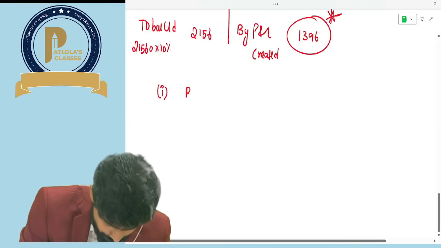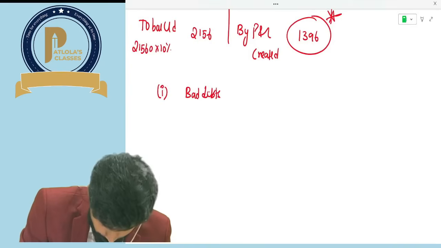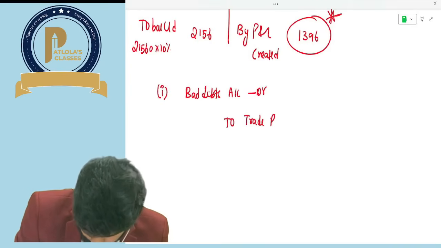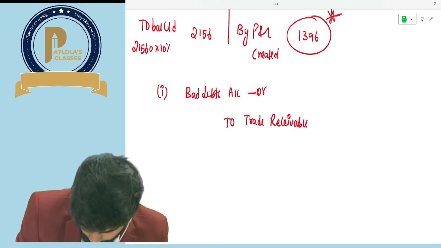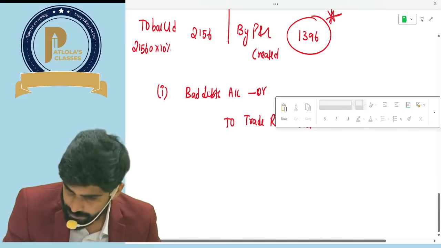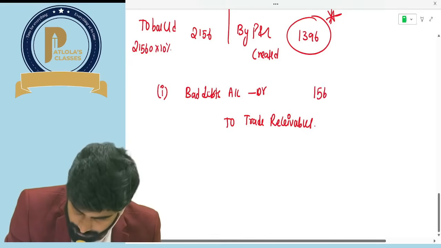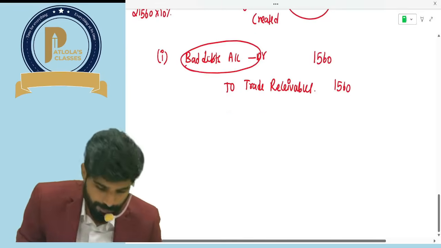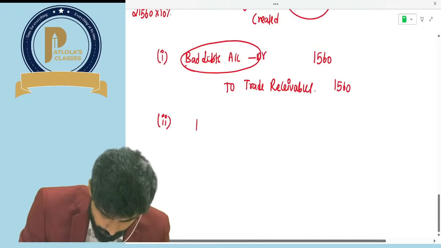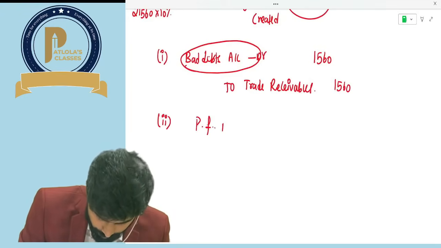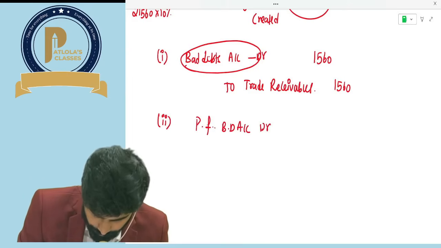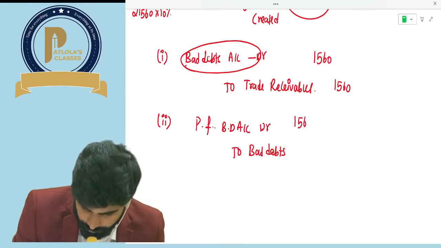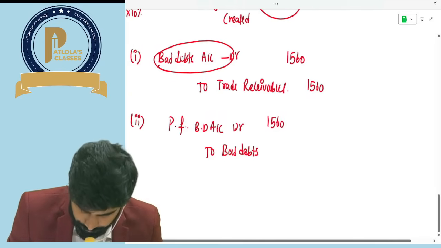First entry will be bad debts account debit to trade receivables. Next, how much is the bad debts? 1560. Next, obviously these bad debts will be transferred to provision for bad debts. So second entry will be provision for bad debts account debit to bad debts. How much? 1560 and 1560.